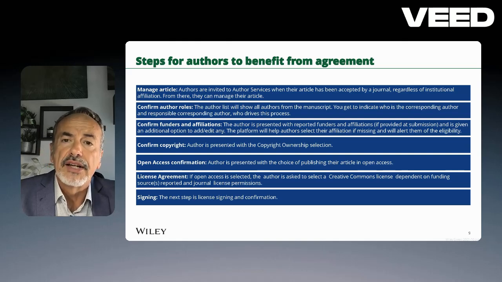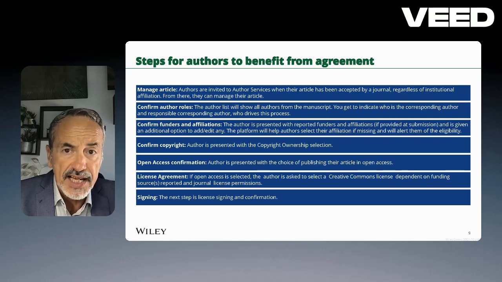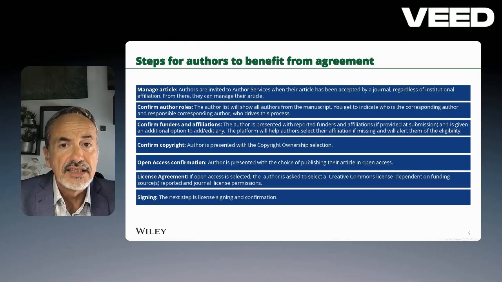Then you need to confirm the copyright. So you need to select the copyright ownership. And then you need to confirm you want to go ahead with the open access publication. Then you need to choose the license agreement you want to use for your publication. And then finally, you need to sign and submit your request. Once your request is accepted by your library manager, you will receive an email acknowledging the successful request. If your request is denied, you will also be notified by email along with the reasons for the rejection.